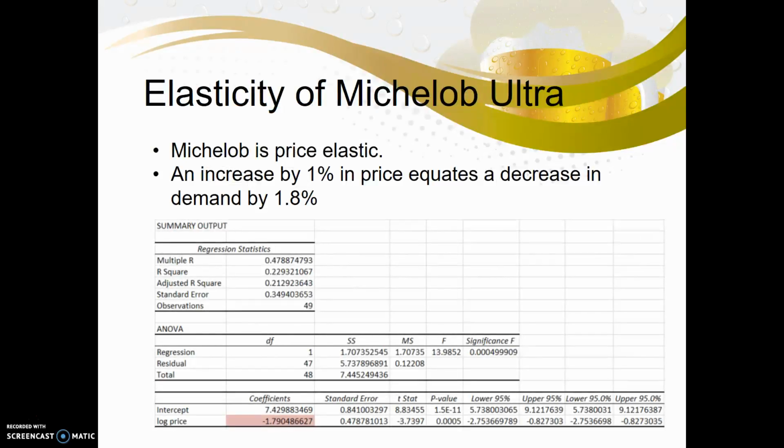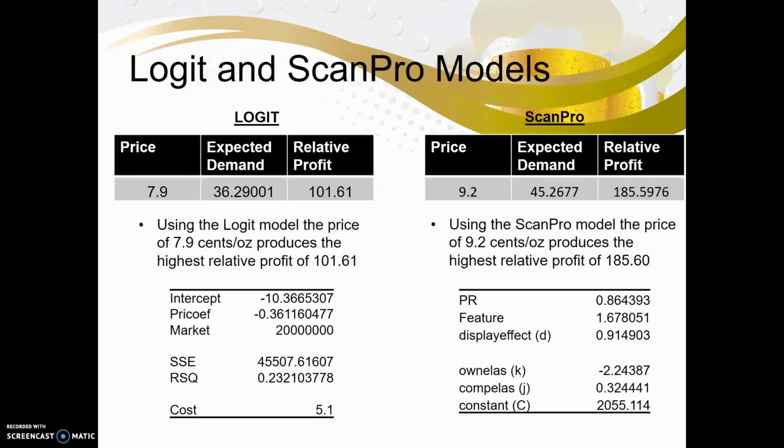So the elasticity of Michelob Ultra, with all the data in aggregate, regardless of whether it's a holiday or whatever the season is, we calculated that to be 1.79. So for every 1% increase in price, there'll be a reduction of demand of 1.8%, making it price elastic. So in any product that's price elastic, increasing the prices actually reduces your overall revenues. And so we would advise Michelob to keep their price as low as possible to meet their costs.